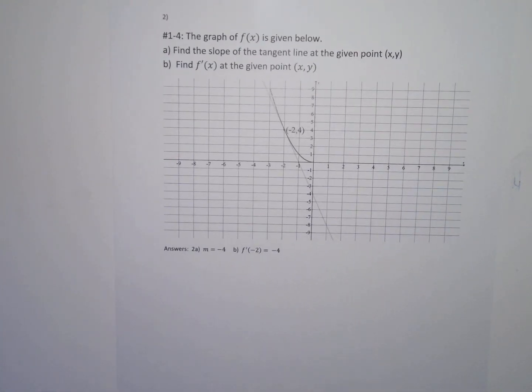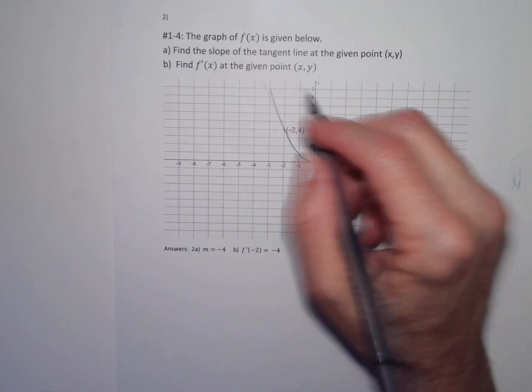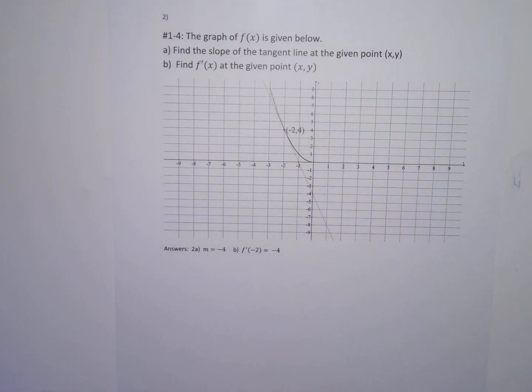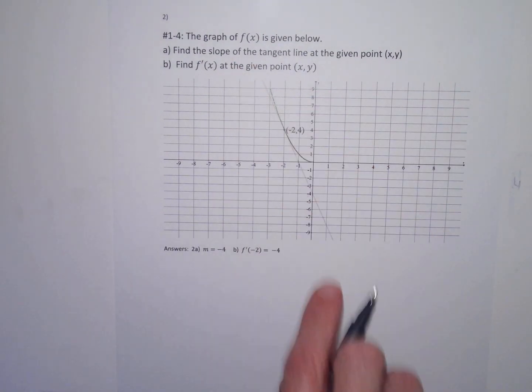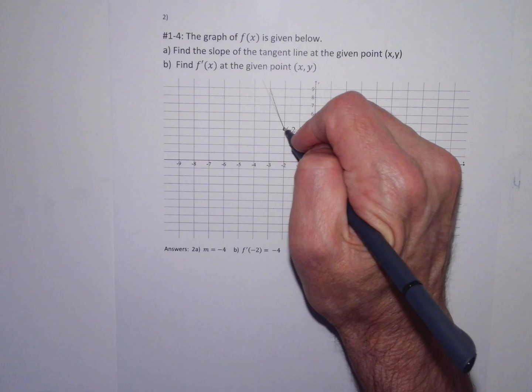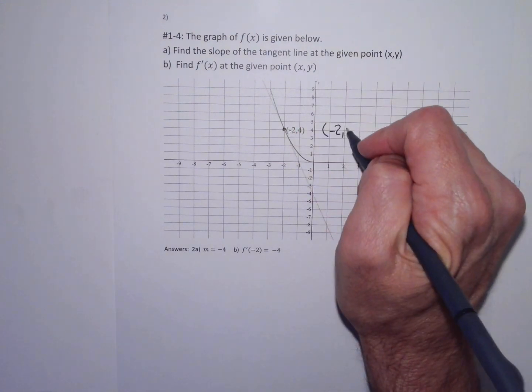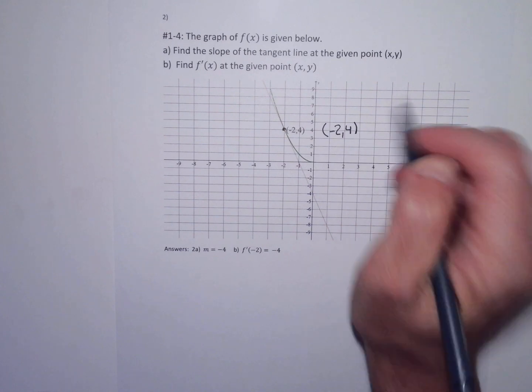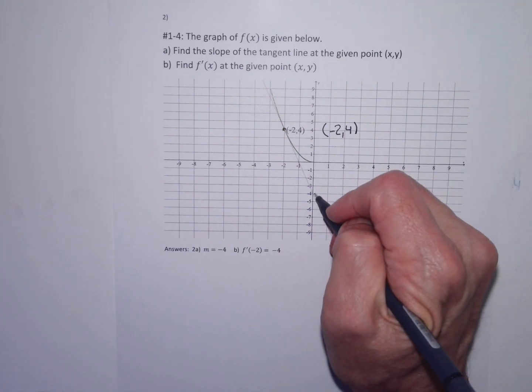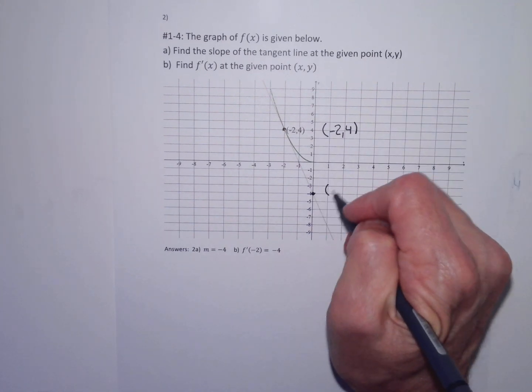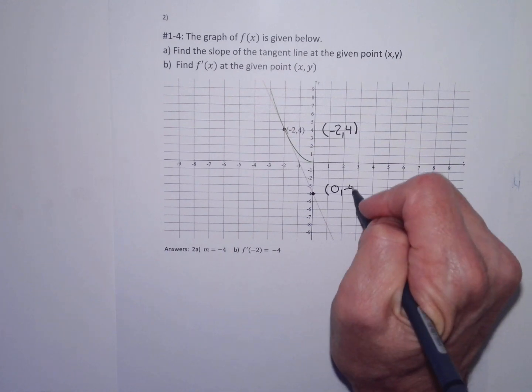Let me do problem 2. Problem 2 gives me the graph of half a parabola, and it shows a tangent line. It says the tangent line goes through the point -2, 4, and I can tell that this tangent line also goes through the point 0, -4. I need 2 points to get the slope of any line.